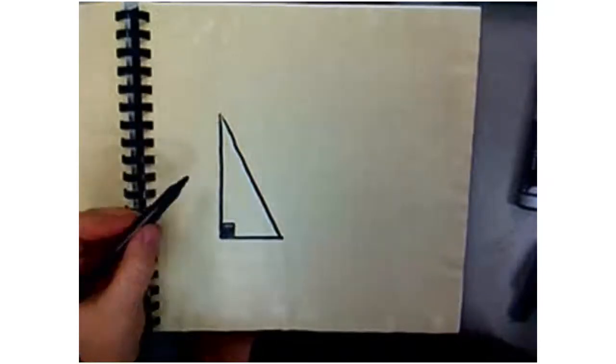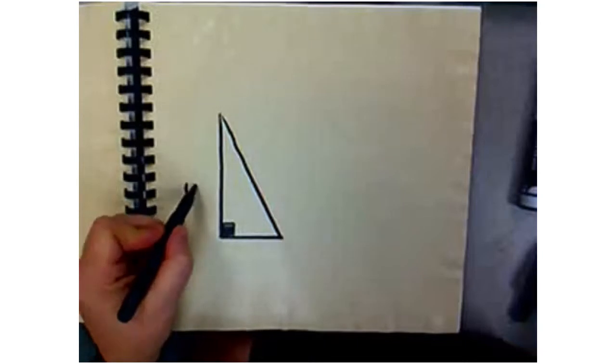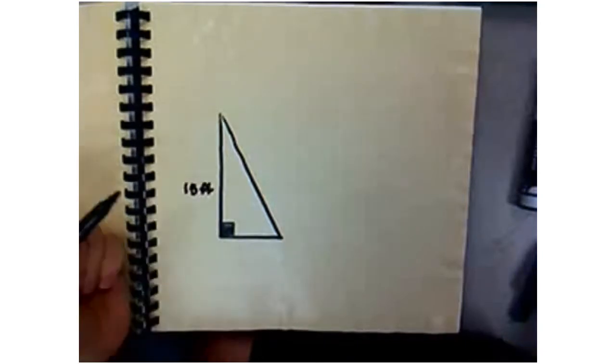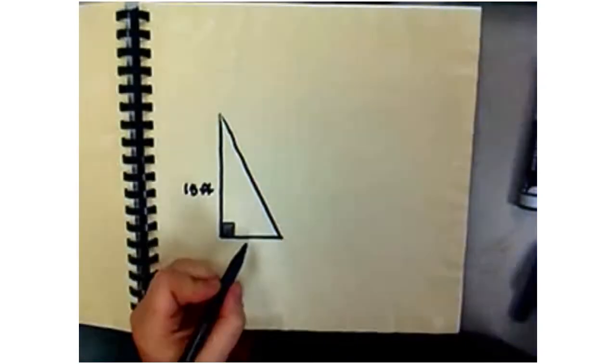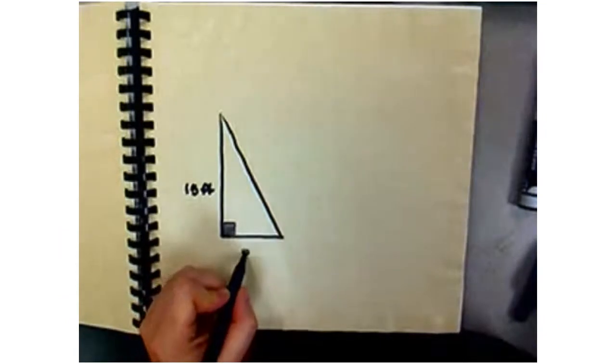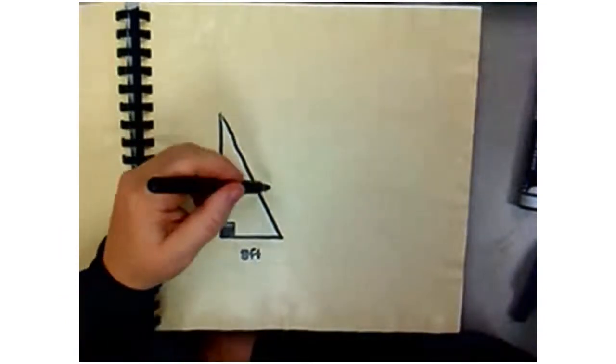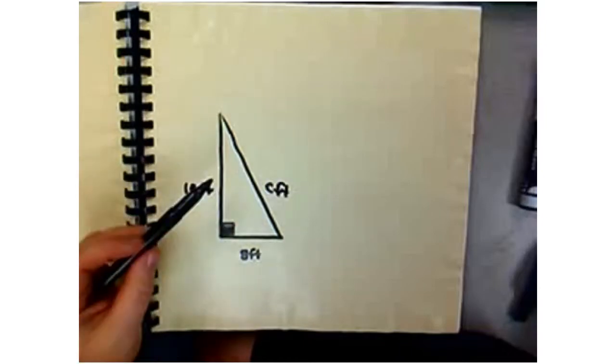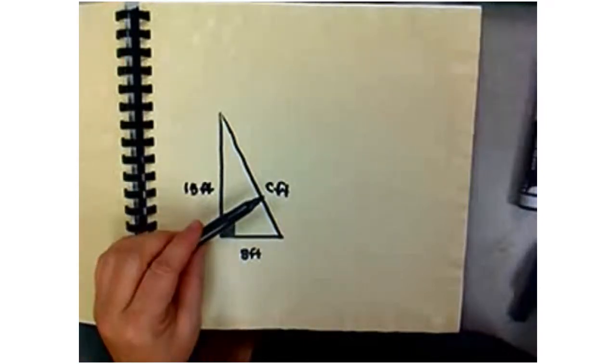The leg on the left, they're identifying that as 15 feet. Your leg at the bottom, they're saying is 8 feet. And the hypotenuse, they're saying is c feet. So we have to find the hypotenuse.